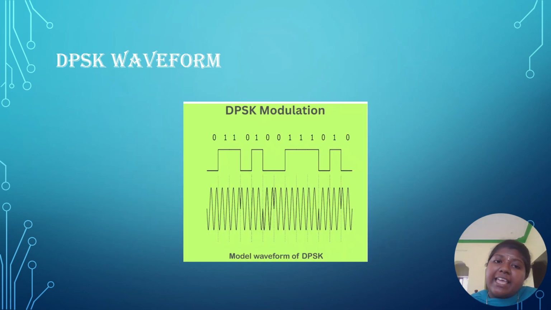This is the DPSK waveform diagram. It represents zeros and ones only. 0 is down, up is 1. The first represents the fast shape. And then the second, the up and down, represents the modulated waveform of DPSK.